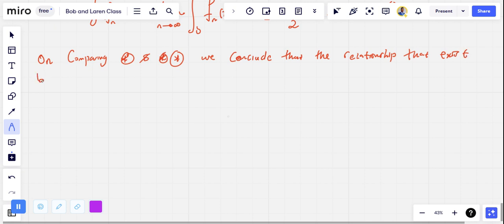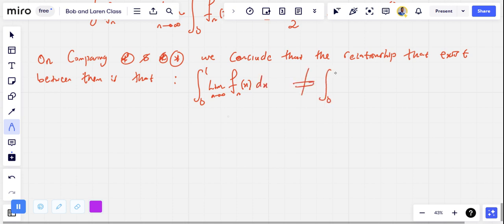exists between them is that, and I will write it out clearly. The integral from 0 to 1 of the limit as n tends to infinity of fn x dx is not equal to, very easy, just like what I've explained earlier, this one when the limit is now outside. They are not equal to each other.